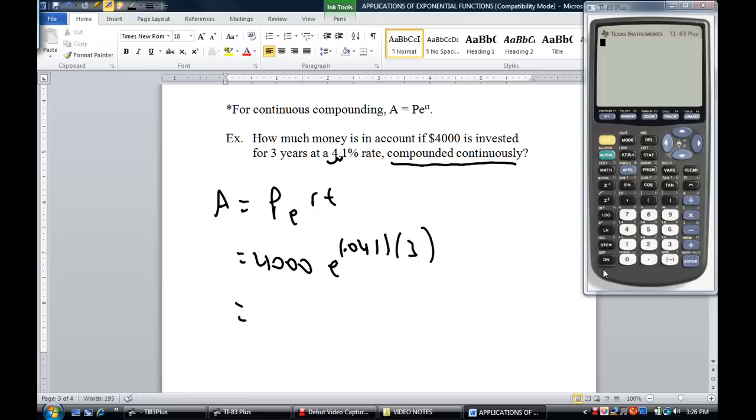So now I'm just going to take out my calculator. I'm going to type it in. And here's how I type it in. 4,000. And then second ln, which is the E. I'm going to type in, and parentheses already comes up after the exponent key. 0.041 times 3.